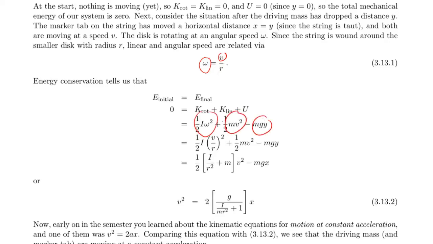We replace the angular velocity with the linear velocity divided by r. We also note that as the mass sinks by a distance y, our marker tab moves the same distance x in the horizontal direction, so x equals y. Solving for v, we get a relationship between the velocity and the travel distance x.